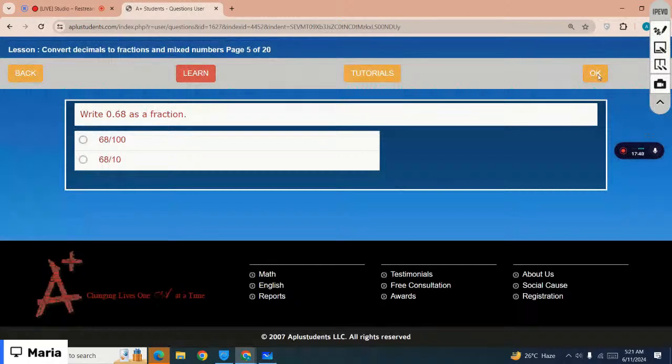Write 0.68 as a fraction. Which is the correct option? Yes, that is 68 over 100. Option number 1 is the correct option.